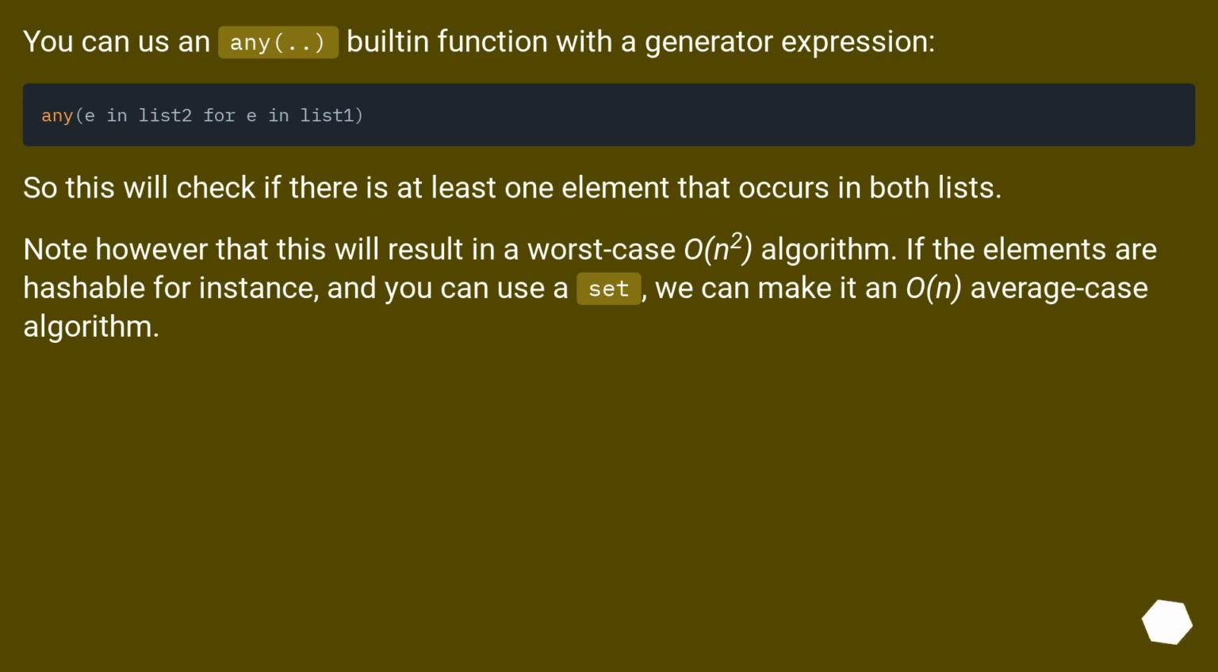You can use the any built-in function with a generator expression. So this will check if there is at least one element that occurs in both lists. Note, however, that this will result in a worst-case O(N^2) algorithm. If the elements are hashable, for instance, and you can use a set, we can make it an O(N) average case algorithm.